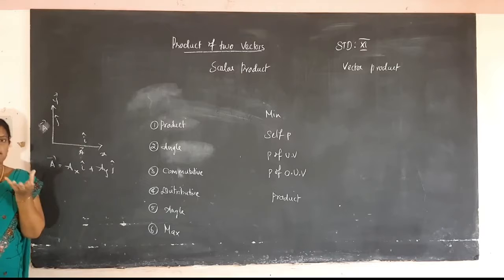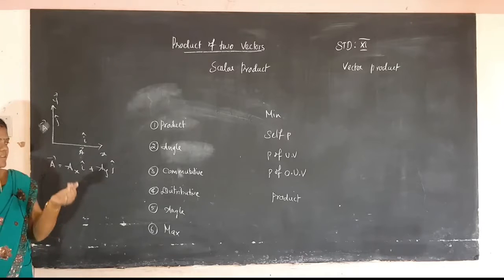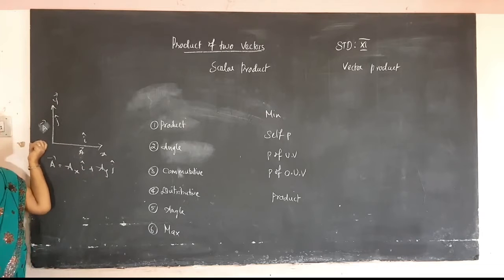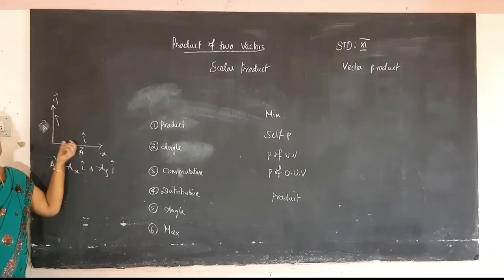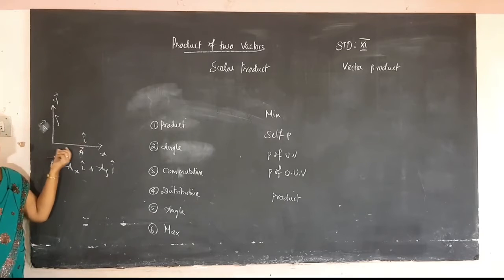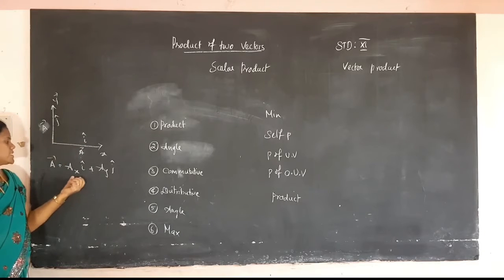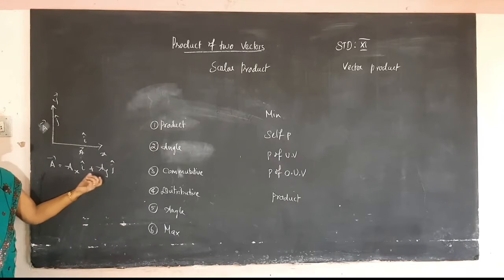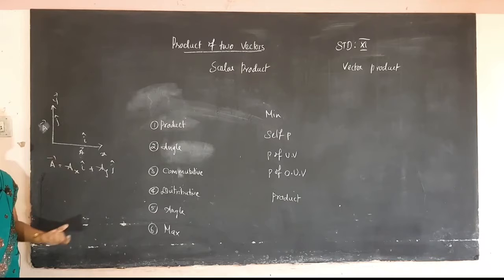Whatever value you consider, it has x and y components, that is a in x axis and a in y axis. So in the x axis we consider the orthogonal unit vector i, in the y axis the orthogonal unit vector is j cap. So ax i plus ay j. This is the component of unit vectors.